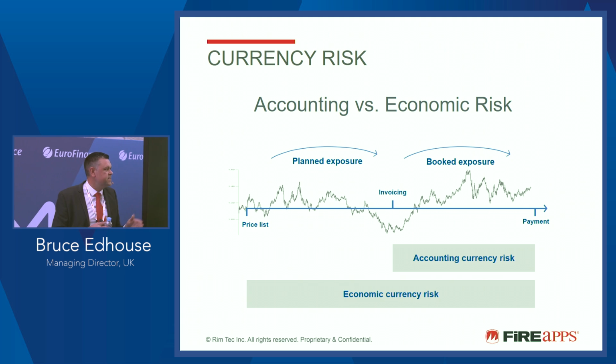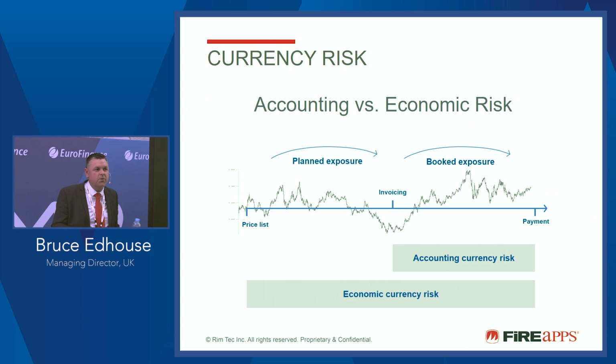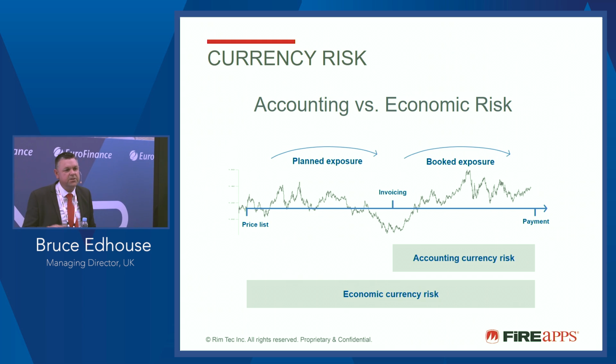And from an accounting currency risk, when we're looking at booked exposure, that's where we're talking about balance sheet exposure. And what are the monetary assets and liabilities, and what's sitting there now? Why is that important now compared to the planned exposure? Because now is what's hitting our P&L. Now is what the CFO is going to be asking, well, why did we not know about this? Why did we not hedge this?